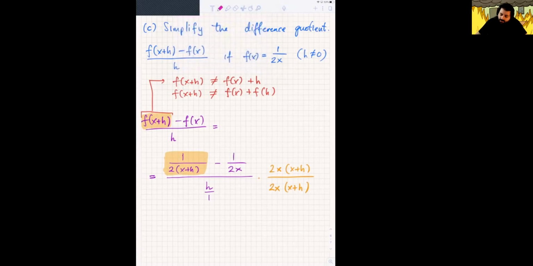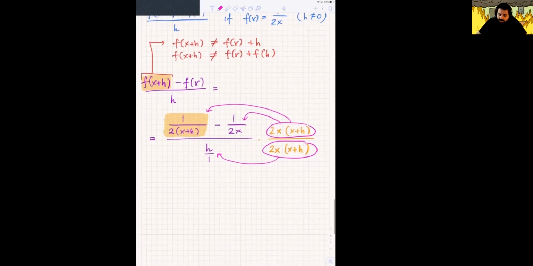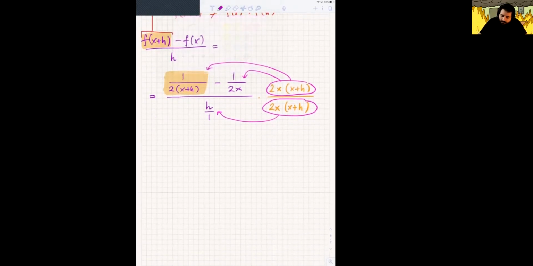All right, so what's going to happen here? On the numerator, this will get distributed, right? Because multiplication distributes over addition. And then this term will get multiplied into the h. So let's see what happens here. On top, when I multiply out the first term, the 2's will cancel, and the x plus h's will cancel. I'm left with just x up top. And then for the second term, the 2x cancels, and I'm left with x plus h.